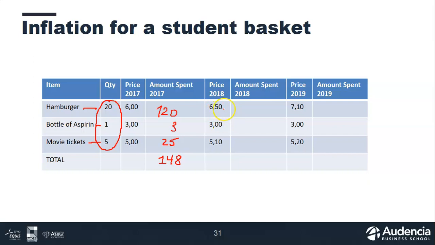So we're at 6.50. We're buying 20, so we're at 120 plus another 50 cents for every 20. So that gives us a total of 130 euros spent on hamburgers. We're still spending our 3 euros on our bottle of aspirin that we so desperately need. And now we've got 10 cents more for our 5 movie tickets. So we've spent $25.50, if I'm not mistaken, for our basket of goods and services.